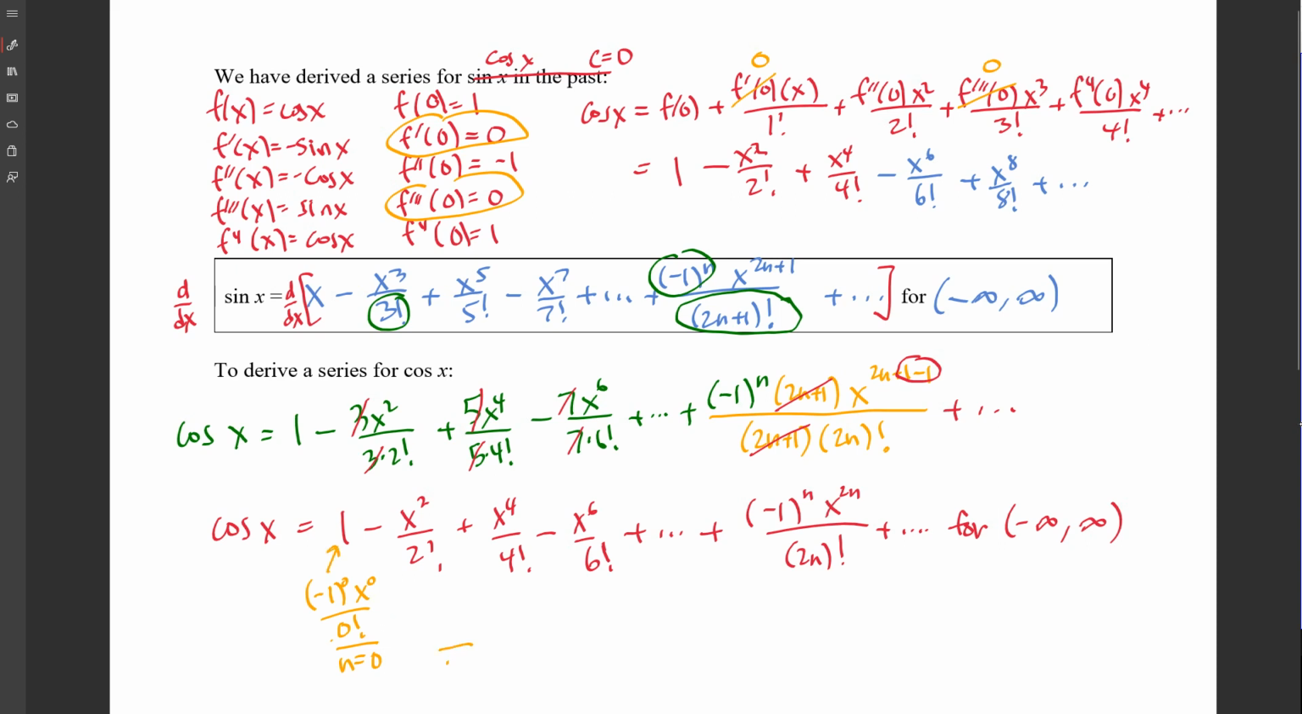If I put in n equals 1, that would turn into negative 1 raised to the first power times x raised to the 2 times 1 over 2 factorial. And is that the same thing as this second term here, x squared over 2 factorial? Actually, negative x squared over 2 factorial. Yes, it is. And I can check more terms, but it turns out this is the correct general term for cosine of x.